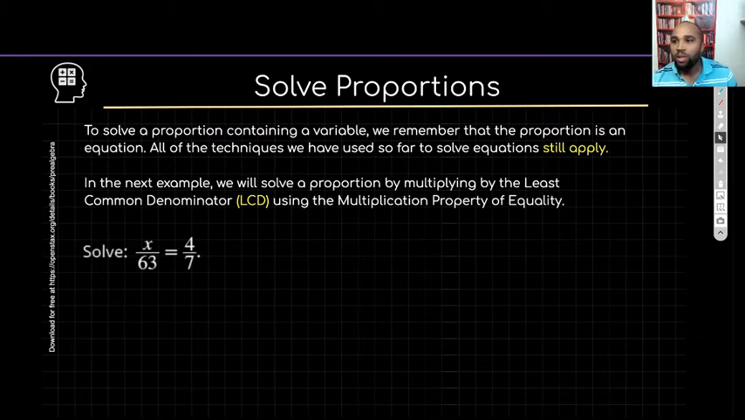All right, what if we were to solve a proportion containing a variable? What if we had a variable here? How would we do it? So we do the same thing like we've been doing. In the next example, we'll solve a proportion by multiplying by the least common denominator using the multiplication property of equality. So what am I saying there? You could just simply go across, just like we did before, and set this up with 7x and 63 times 4.